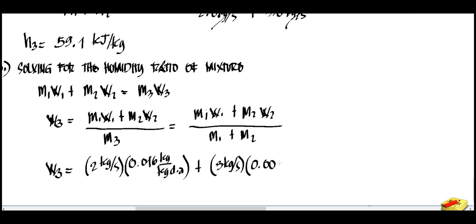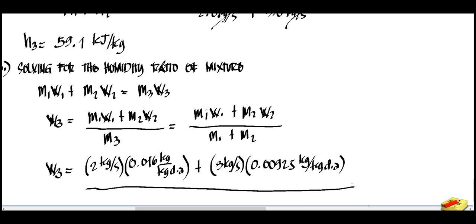0.00925 kilogram per kilogram dry air, then divided by 2 kilogram per second plus 3 kilogram per second. Okay, so cancel out the common units. Then we have the value of your humidity, which is equal to, using your calculator, 0.01195. Or let's say this is 0.012.